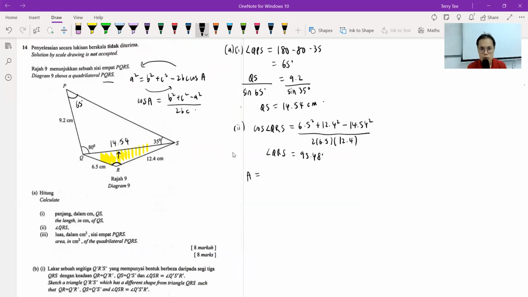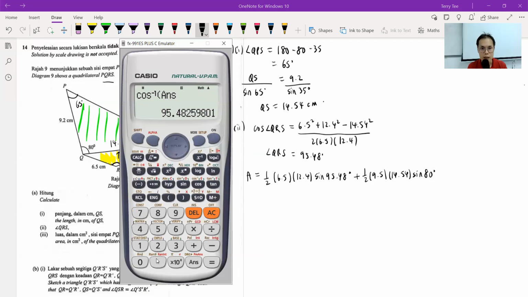Because we want to find the area of the quadrilateral, that means we need to find the green one. We want to find the green one and the yellow one. Okay, let's start with the yellow one first. Half ab sin C will be half times 6.5 times 12.4 times sin 95.48. Then you add the green one, half ab sin 80.